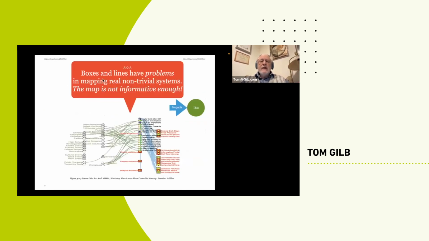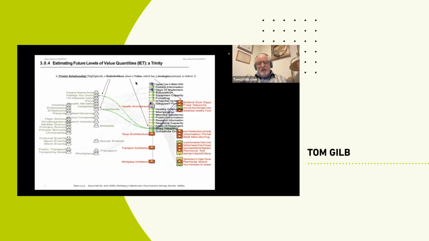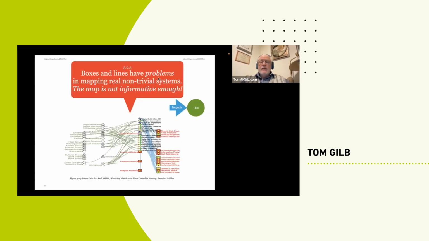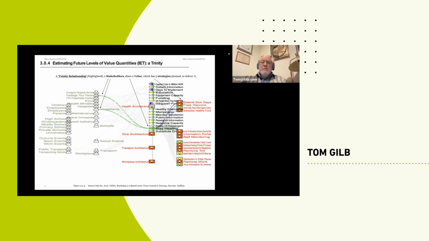Okay, so in summary, boxes and lines, and a lot of people use a lot of that to diagram their systems, have problems in mapping real, non-trivial systems. No problem in mapping trivial systems. But for example, the national health system. The map is not informative enough. It tells us we have a heck of a lot of complexity here, and we do digitally know the relations, and we can find them, but there must be a better way.